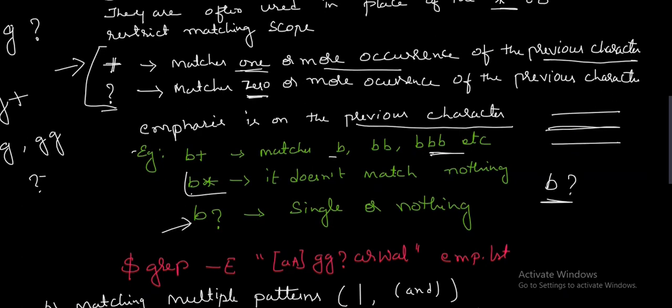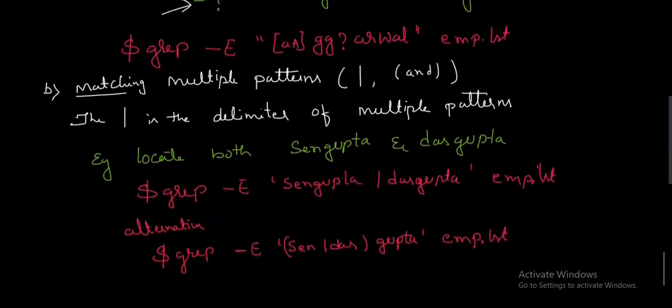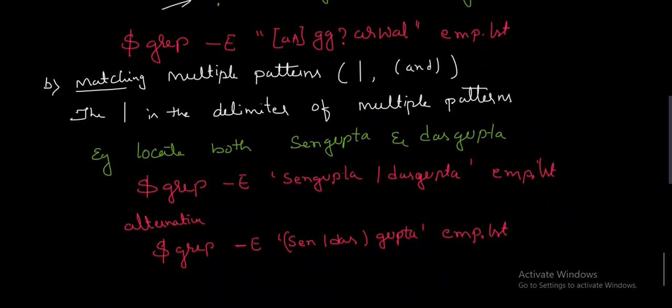Okay. So next, we have one more last one, matching multiple patterns. We already know how to match multiple patterns using the -e option. Other than that, in extended regular expression, we have the pipe notation and also the angular brackets. You can use angular brackets or the pipe notation for multiple pattern matching.